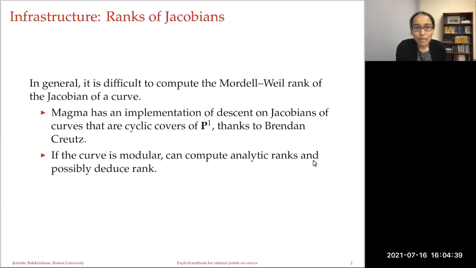So I thought I'd just point out that Magma has an implementation of descent on Jacobians of curves that are cyclic covers of P1, thanks to the work of Brendan Creutz and others. If it turns out that the curve that you're looking at is modular, well, then maybe you can compute analytic ranks and then possibly deduce rank using Kolyvagin and Logachev.